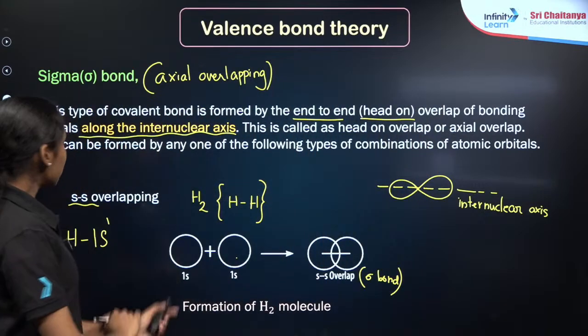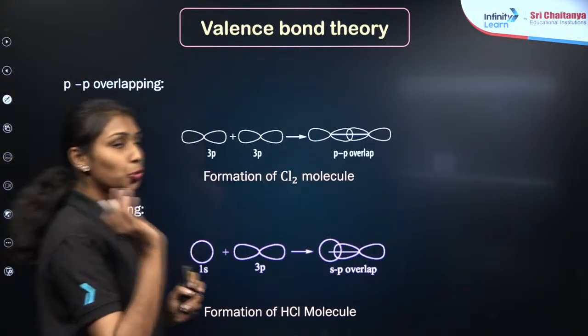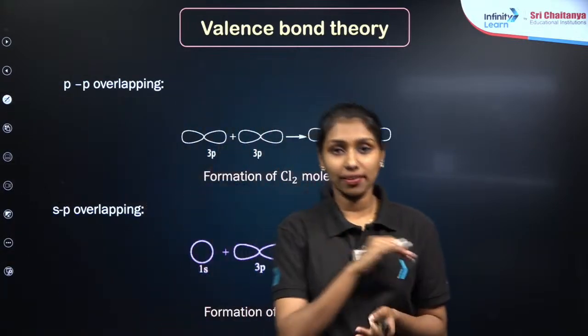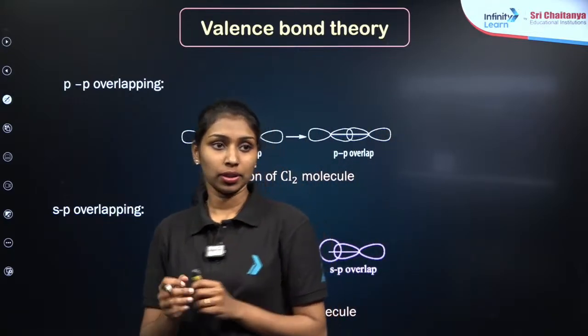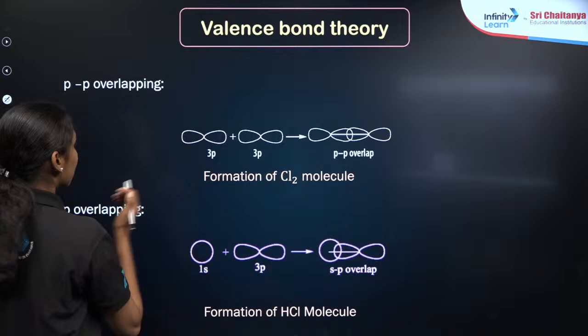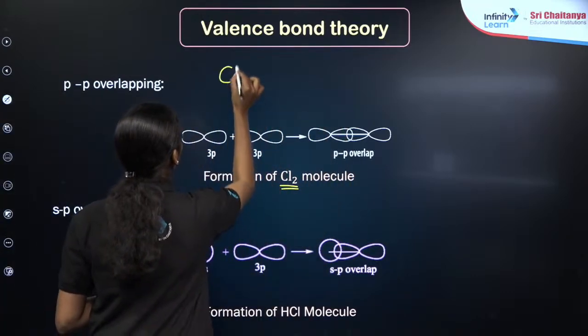Okay, fine. Now, the second type is the PP overlapping, right? Which means that two p orbitals are overlapping in such a way that they are in the axial position, or the head-on overlapping. For example, if I take the case of the chlorine molecule, right? What will be the electronic configuration of chlorine? Chlorine has atomic number 17, right?